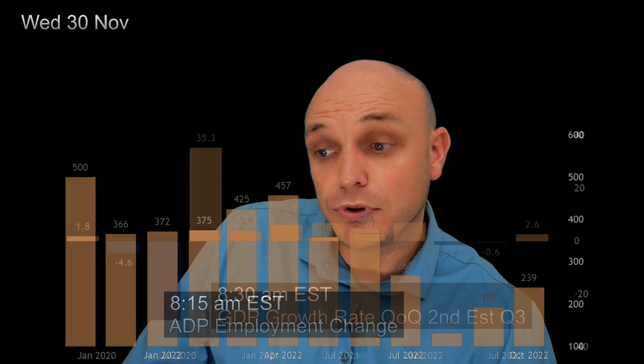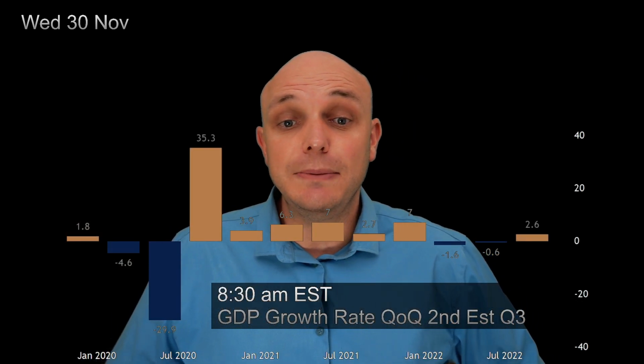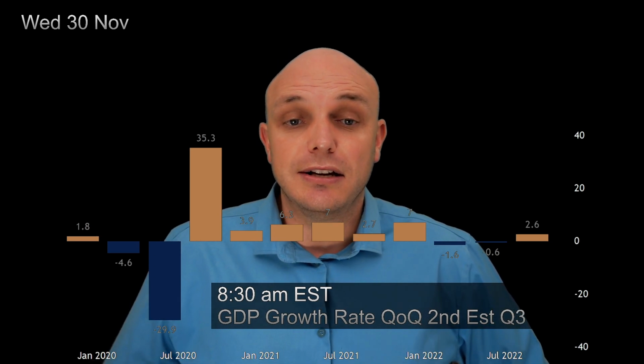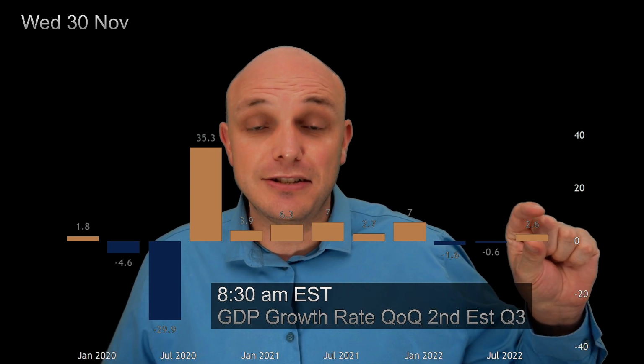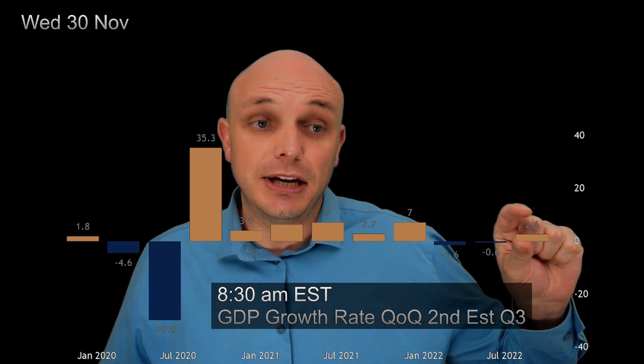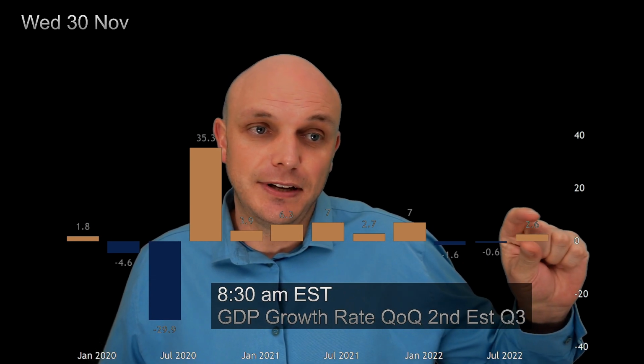Then another important one, and that is the second estimate of the GDP growth rate. This is now the third quarter. So this is now the second estimate. So this last figure here, this is just an estimated figure. So we're going to basically update this figure. So this figure is going to change to something else.